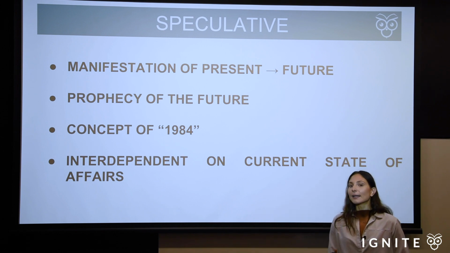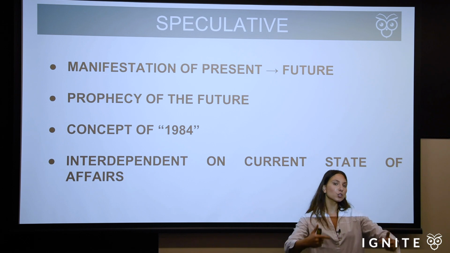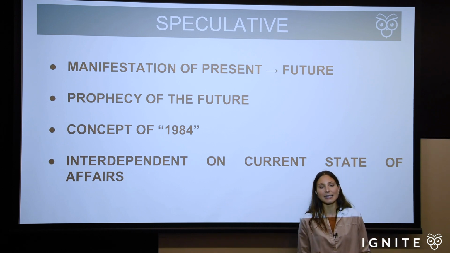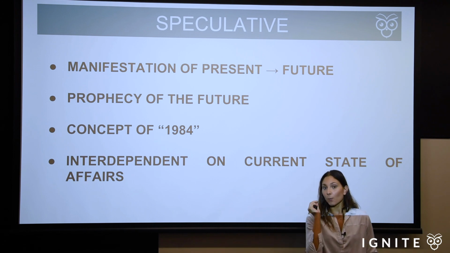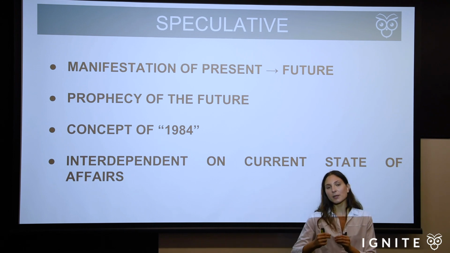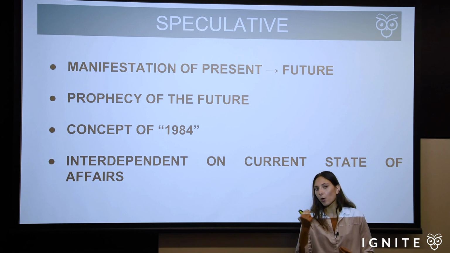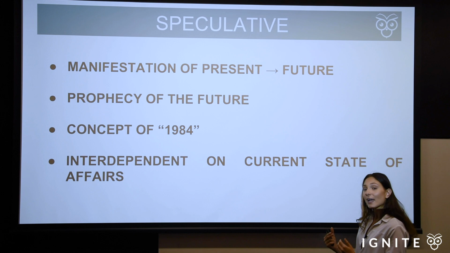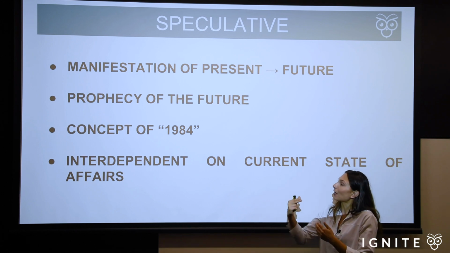Now, when we think about it, in order to speculate about the future, these speculations have to be entrenched in what the current state of affairs is. So what Orwell does is he takes elements of his contemporary world and hyperbolizes them to project his concerns about the future. And the text is, in a way, a prophecy about the future.